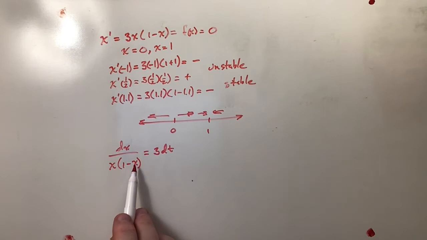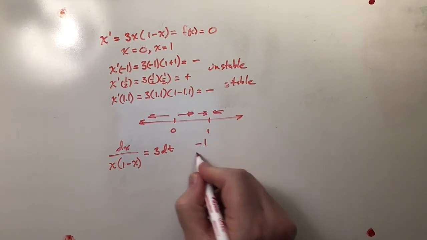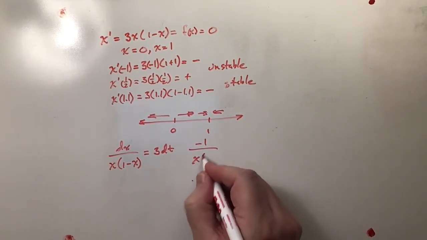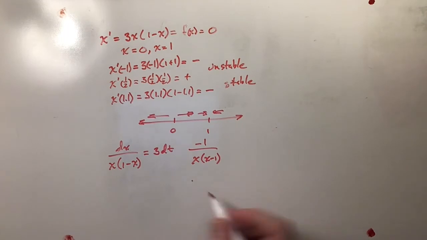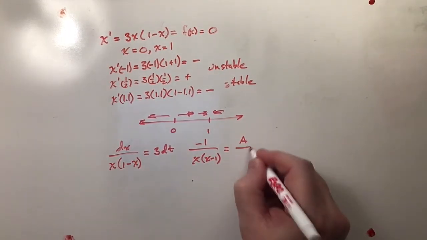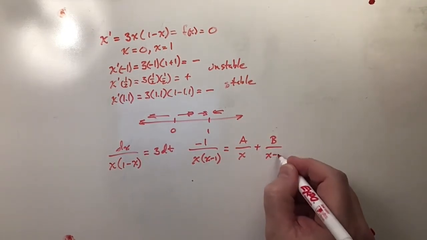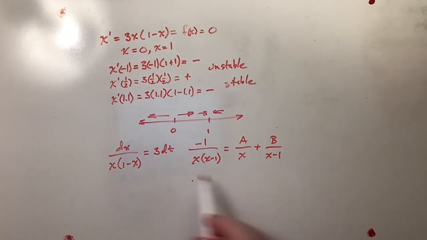I don't like this 1 minus x. I want it to be an x minus 1, so I'm going to add an extra negative. So when I do the partial fraction decomposition, it's really -1 over x times x minus 1. You're allowed to do that. And then over here, we can actually go a over x plus b over x minus 1. And it represents the same thing.